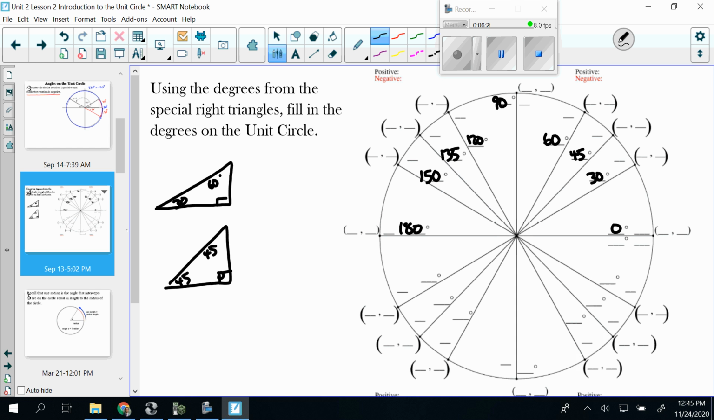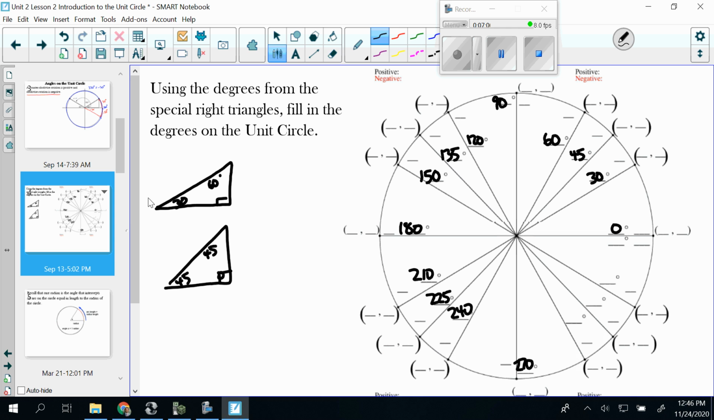Now let's add 30 to that, so that would be 210. If we add 45 to 180, we'd get 225. If we add 60 degrees to 180, we'd get 240. The next one, if we add 90 degrees to 180, we get 270 degrees. That's three-quarters of a turn. And now again, let's finish off here. If we add 30 degrees to that, that'd be 300 degrees.